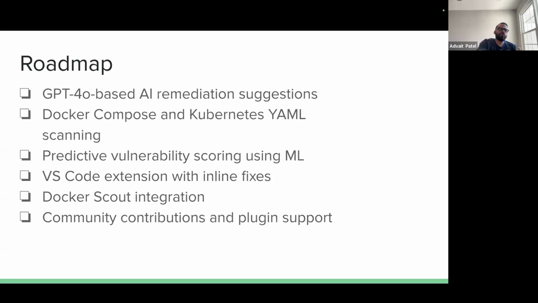So what will the roadmap look like? Looking ahead, I plan to add AI-generated fixes, support for Kubernetes YAML files, a scoring system based on machine learning and deep learning, and deeper IDE and Docker integrations as well. I'm also encouraging community plugins and contributions. Some of these features are already in development, and my long-term vision is to turn DocSec into an intelligent assistant for secure container development, one that learns, evolves, and integrates wherever you work.